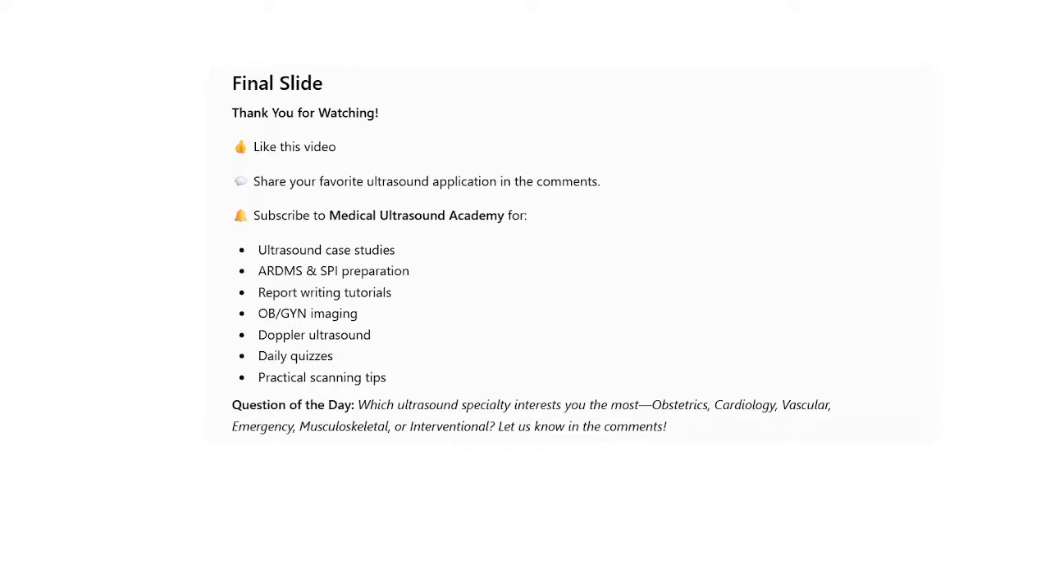So the question of the day that I want to leave you with: which ultrasound specialty interests you the most? Obstetrics, cardiology, vascular, emergency, musculoskeletal, interventional? Let us know in the comments. So we need to compile the preferences, which areas we should tackle first, according to the majority wish. Then we can do the other ones later, because I'm going to teach you all.